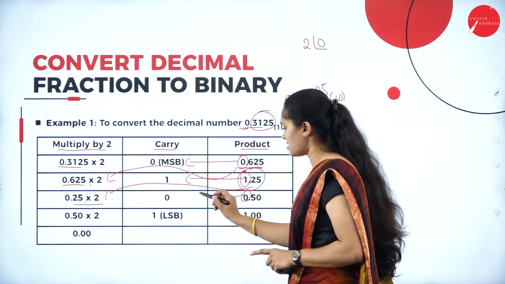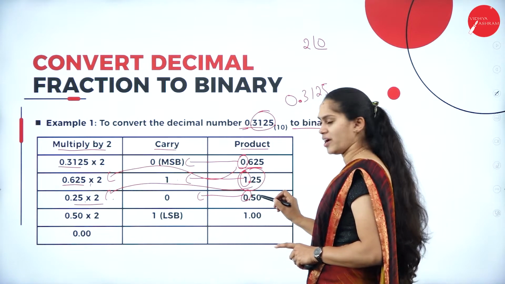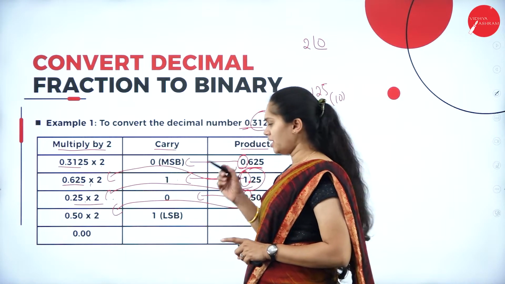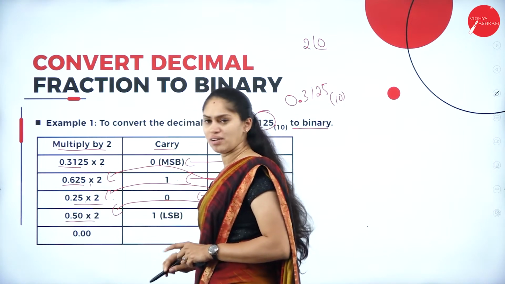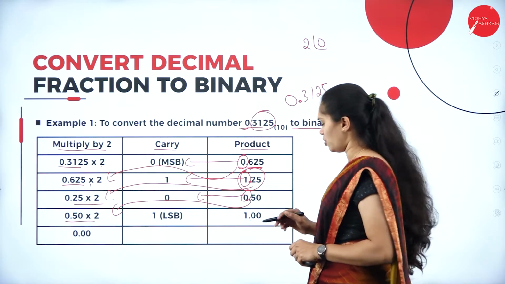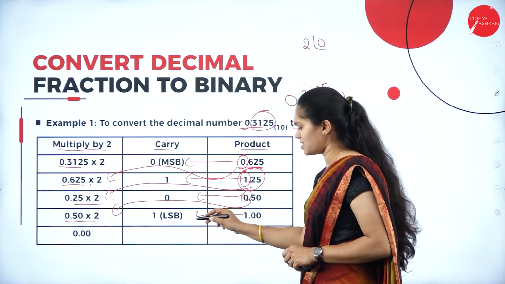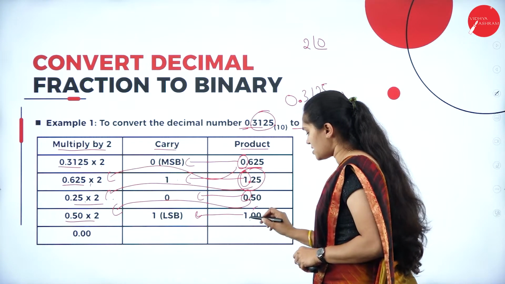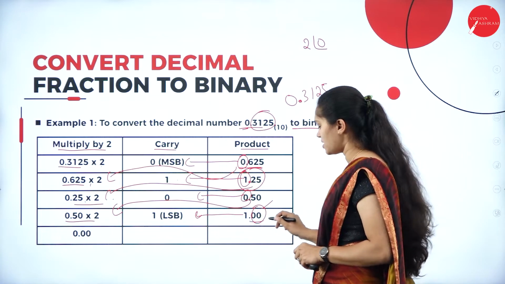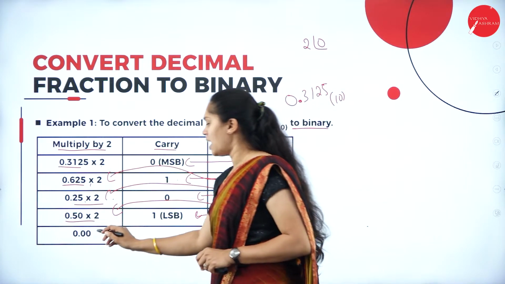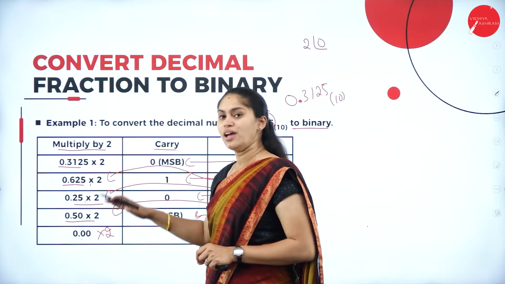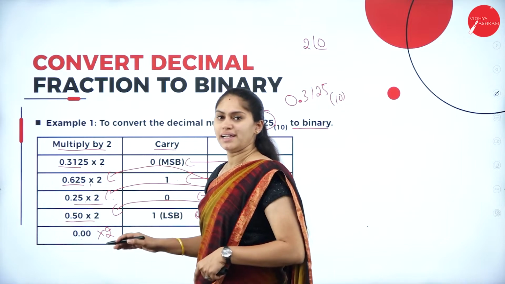Again this 0 will be considered as a carry, and 0.50 will be multiplied by 2. If I multiply 0.50 by 2, the result will be 1.00. So here you can see that 1 will be considered as a carry, and this 00 is the fractional value. The decimal part becomes 0. If I multiply it again by 2, I end up with 0. At this point, we have to stop doing the multiplication.